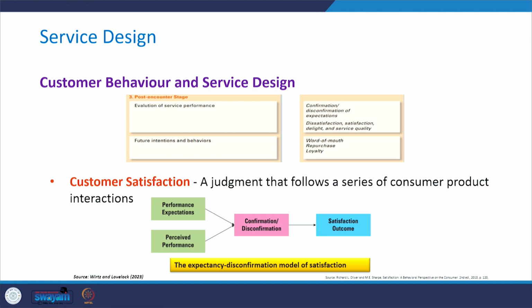The first concept here is customer satisfaction. Most customer satisfaction studies are based on the expectancy disconfirmation model of satisfaction, as shown in this particular diagram. In this model, confirmation or disconfirmation of pre-consumption expectations is the essential determinant of satisfaction. During and after consumption, consumers experience the service performance and compare it to their expectations. Satisfaction judgments are then formed on the basis of this comparison.